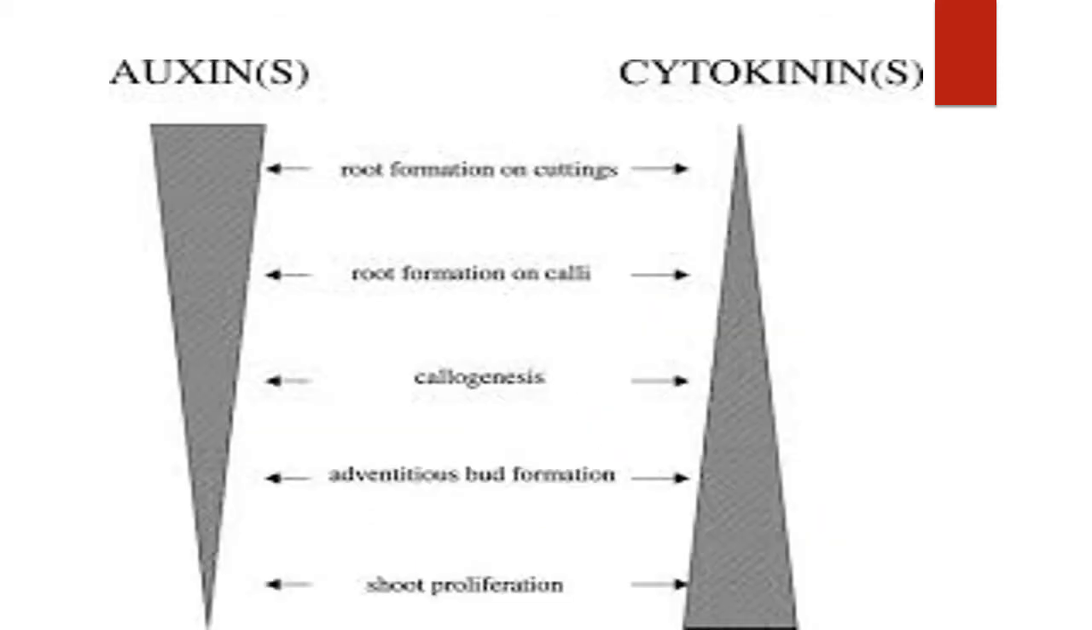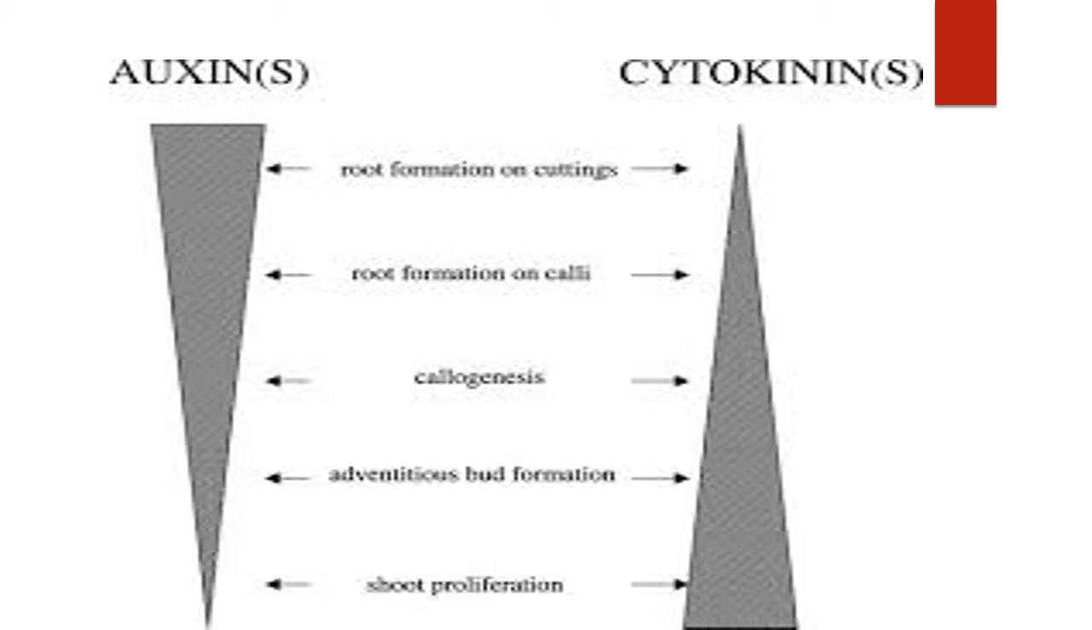Now this is the slide which shows how the relative concentrations of auxin and cytokinin have major functions in the formation of a complete plantlet. We can see here that if the concentration of auxin is very high compared to that of the cytokinins, it forms root on the cuttings. And if we go to the lower side, there is some reduction in auxin concentration and a rise in cytokinin concentration, which leads to the formation of root on callus. If we go lower still, there will be callogenesis, and with decreasing concentration of auxin and increasing cytokinins, there is the formation of adventitious buds, and lastly shoot proliferation.